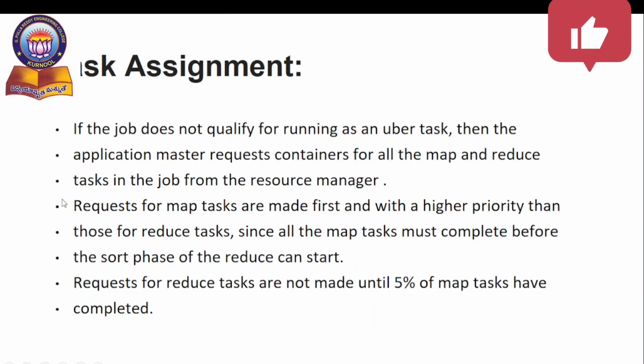The task assignment. If the job does not qualify for running as an Uber task, then the application master requests containers for all the map and reduce tasks in the job from the resource manager. Now requests for map tasks are made first and with a higher priority than those for reduce tasks, since all the map tasks must complete before the sort phase of the reduce can start. So before starting the reduce phase, all the map tasks should complete their output and give it to the shuffle and sort phase. So once it has been received by the sort phase, then it will be transferred to the reducer.